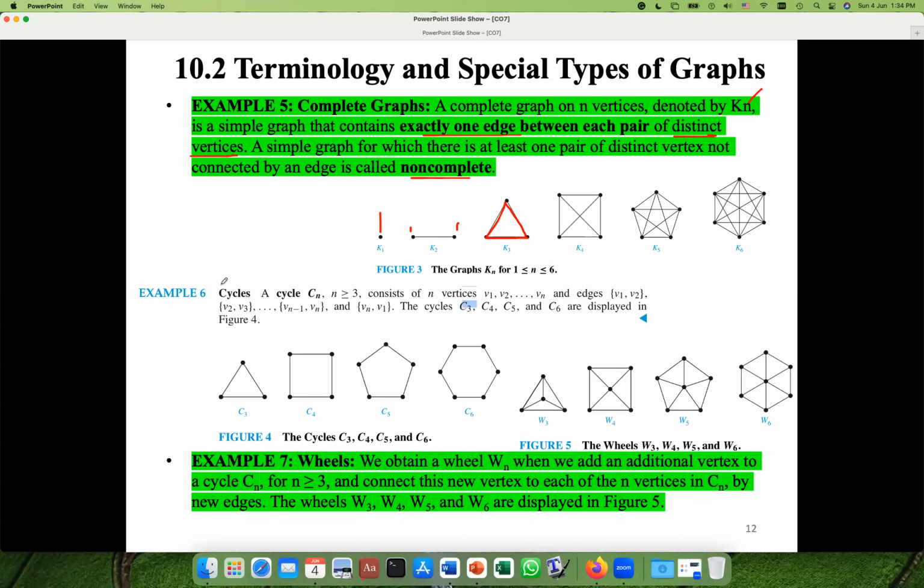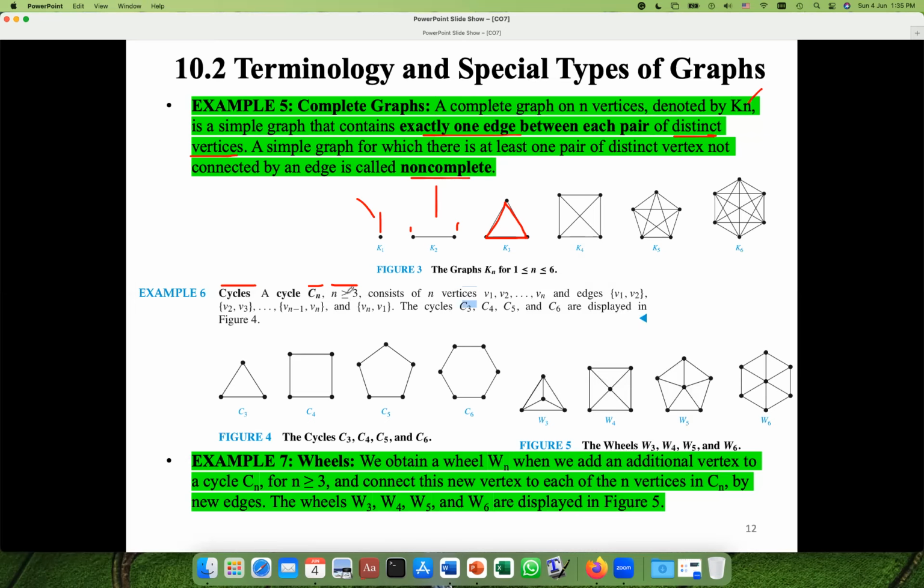Now some graphs are called complete graphs, and some graphs are called cycles. You can represent them with Cn, for example. You can use any variable, but here we have Cn. A cycle should be a round, complete loop-like thing, and it starts with n greater than or equal to 3. If it is 2 or 1, this is not a cycle. A cycle starts from here. So n is greater than or equal to 3.